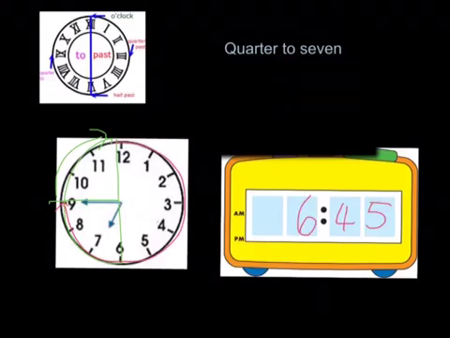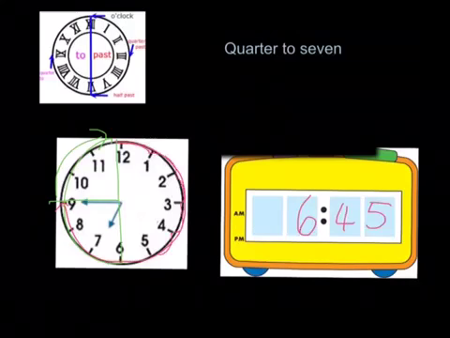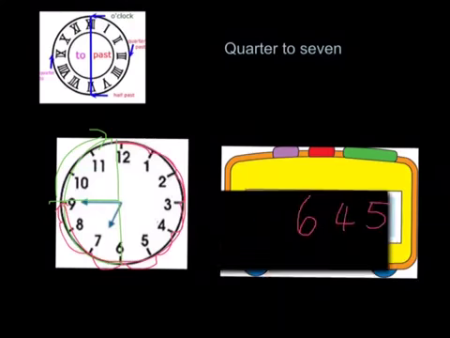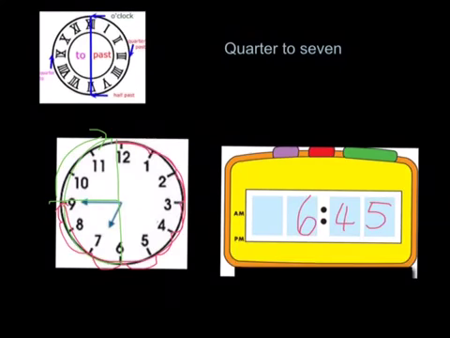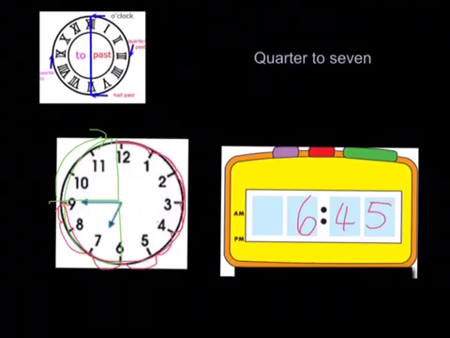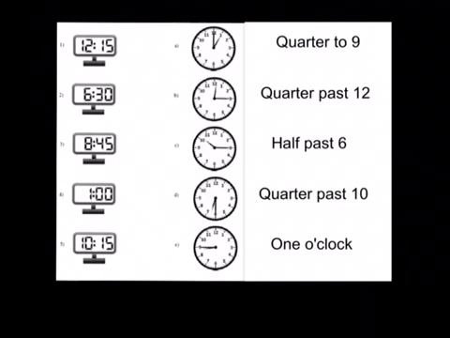Now the reason it's 45, because each of these is 5. 5, 10, 15, 20, 25, 30, 35, 40, 45. So that's how we get the 45 minutes. Okay, so some people might say 1/4 to 7 or 45 minutes past 6. Okay, here we have a mixture of times, of o'clock times, half past times, 1/4 to, and 1/4 past times.